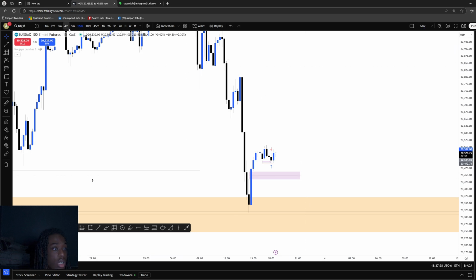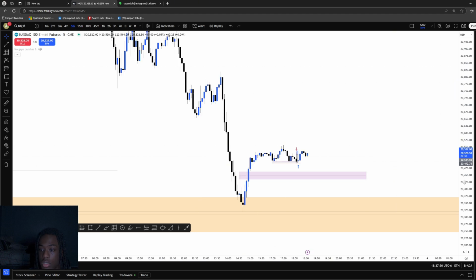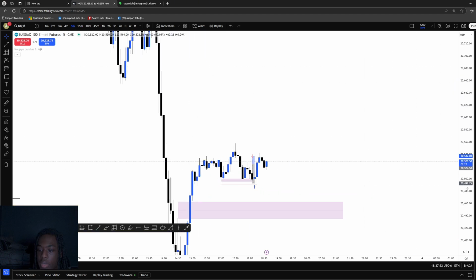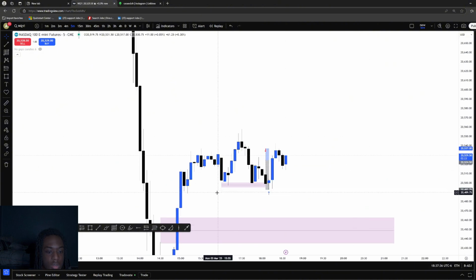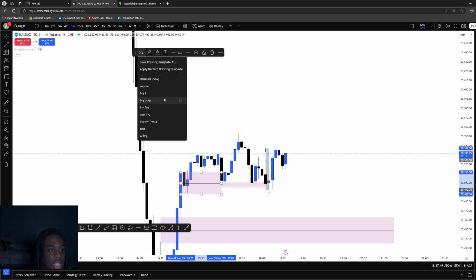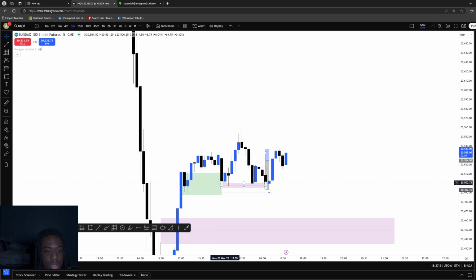So I went to the 5 minute. On the 5 minute, overall, I wanted price to take out this liquidity right here, right? Because you can see price came up, boom, it respected this demand level right here, right? So price came and respected this demand level, came up, and took out these highs clearly.